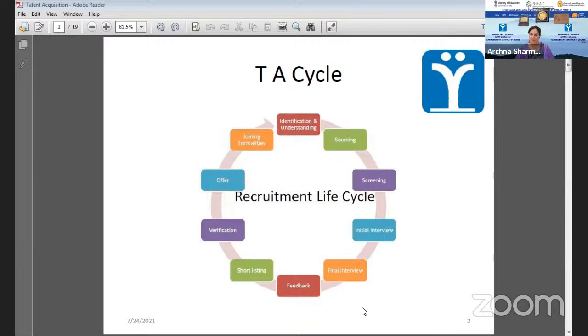Another sourcing channel is placement agencies, consultancies or placement agencies. You can share the job posting with them, and then you are giving an outsourcing work to them so that they can bring the right kind of people. So that sourcing channel is basically handed over to somebody else.